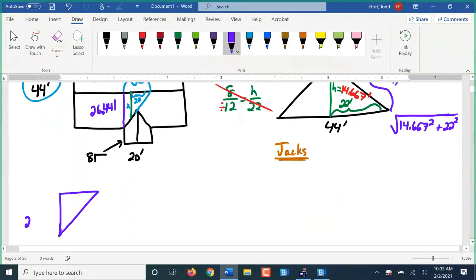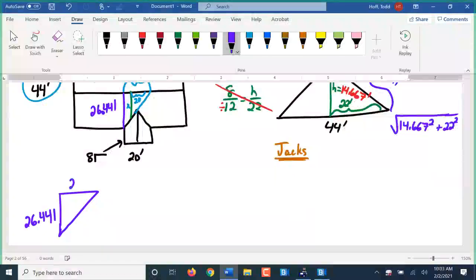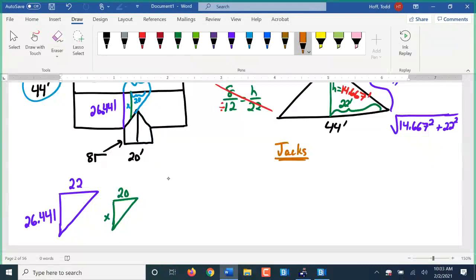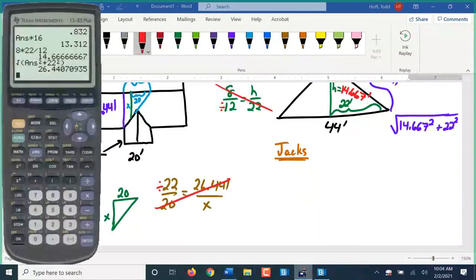So 26.441, and this is 22. Next one, x and 20. So the 22 goes with the 20. And of course the 26.441 goes with the x. We cross multiply and divide to find x. 20 times 26.441 divided by 22. 24.037.